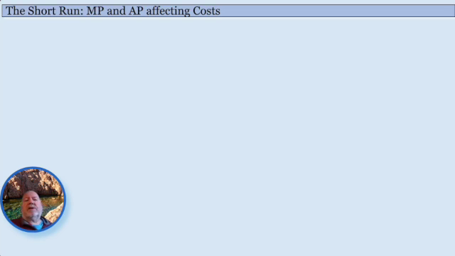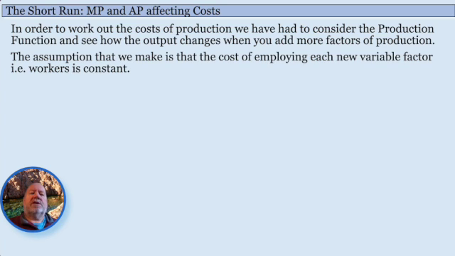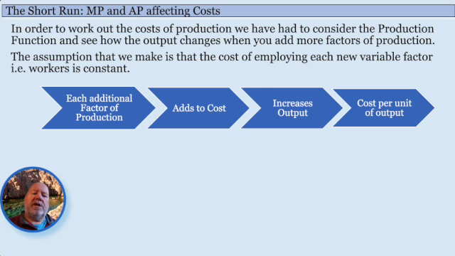Okay, so if we've got this understanding of adding more factors and changing output, how is it going to change the costs? Because that's what we're heading for. In order to work out the cost, you have to consider that production function and see how the output of those factors changes as you add more factors. And one underlying assumption is that when I add the factors, the cost of employing them is the same. Okay, it's constant. So I pay every factor I bring into my firm the same wage rate as the previous factors. So each additional factor will add to the costs by those wages.